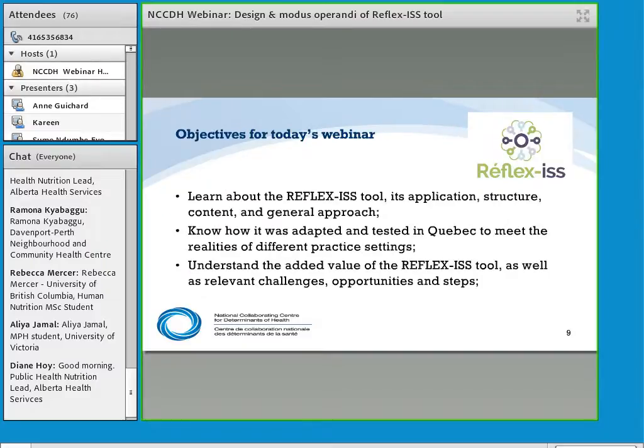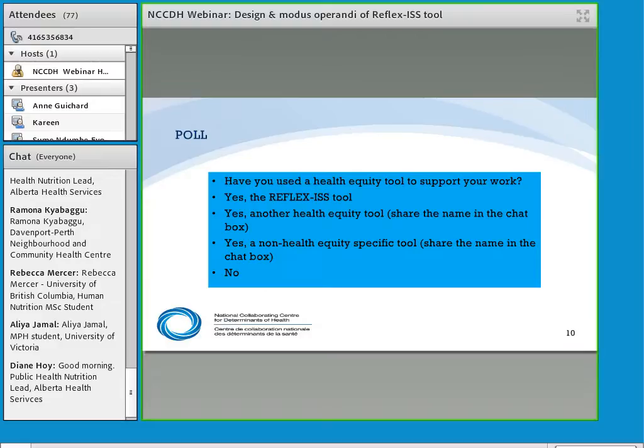So just coming back to today's webinar, today we're going to be talking about Reflex-ISS. We're going to be discussing the tool, its application, as well as the structure, and Anne is really going to be walking us through the process of adaptation and testing in Quebec and the work she and her team did to adapt this to the Quebec reality. And Karen is going to be talking to us about how the tool has been applied in a particular public health organization. So we're really glad that we can have both perspectives represented here today.